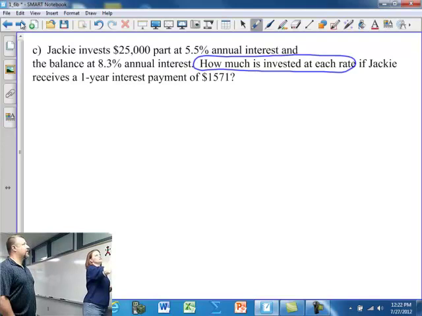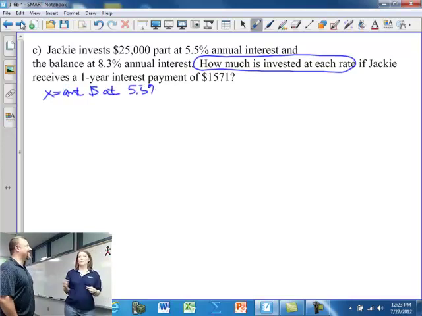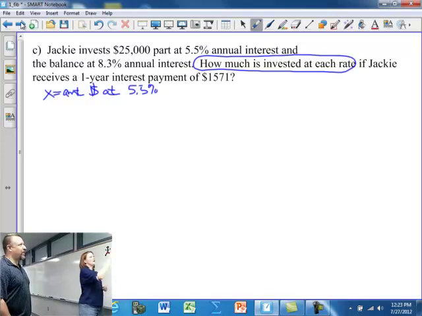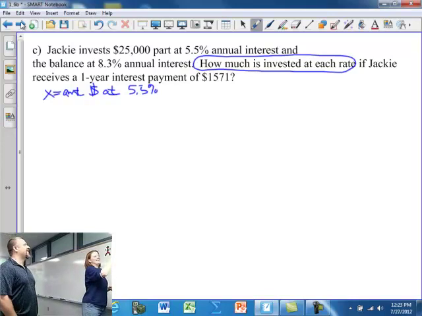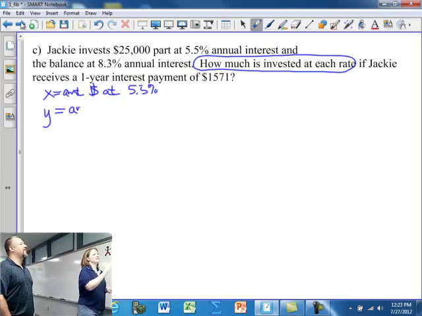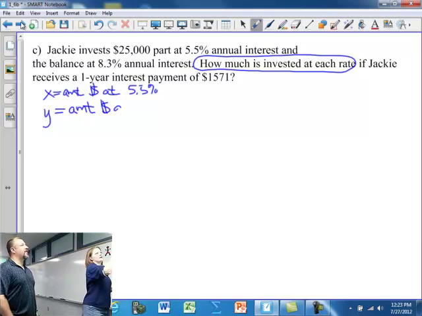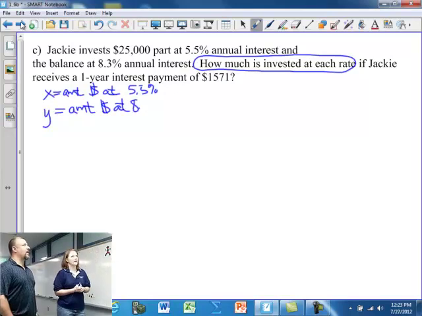So let's let X equal the amount of money she's going to invest at 5.5%. That's a dollar sign, by the way. Y is the amount of money invested at 8.3%. Okay? So part at one rate and part at the other.